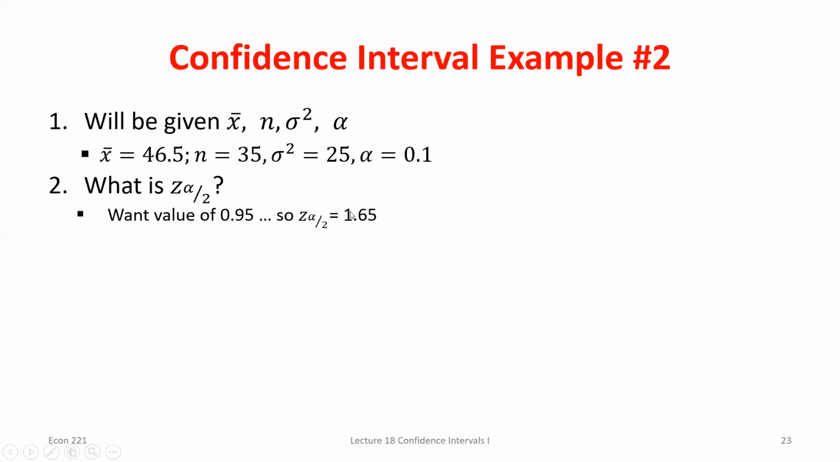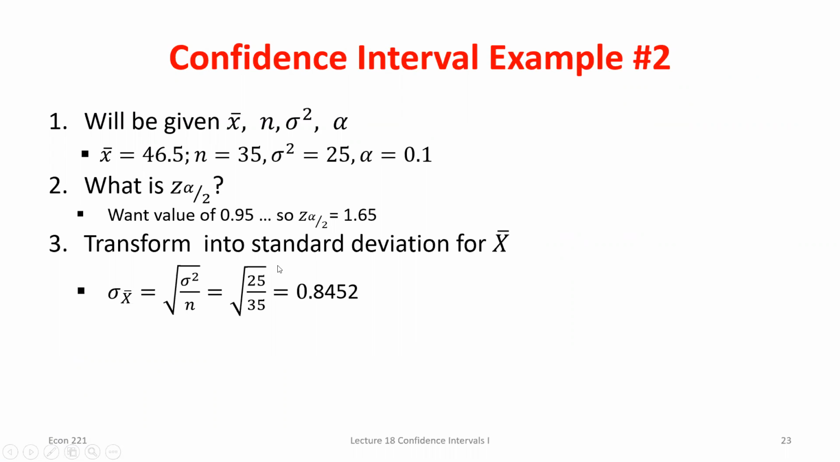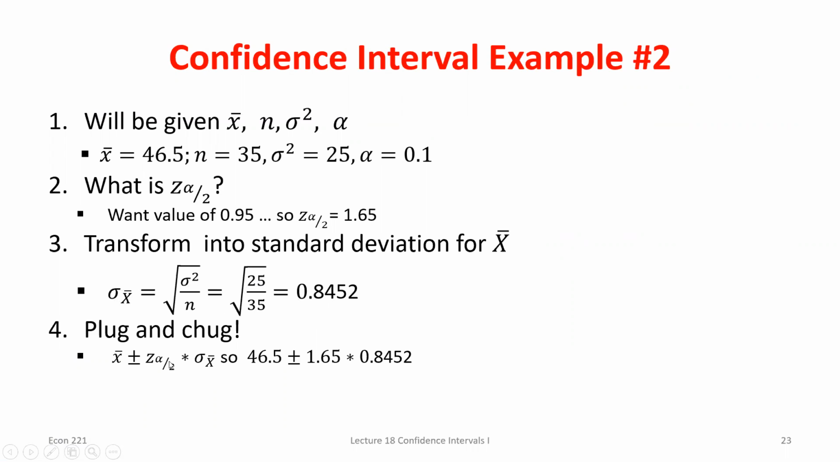Once I have that, I just calculate that intermediate value, which is the standard deviation of my sample means. I had that population variance of 25, sample size of 35. Now it's just a matter of plugging everything into that confidence interval equation. Here's my z-score. Here's that standard deviation of my sample mean that I calculated. Here's my sample mean. If I do that, I get a confidence interval at the 90% level, that the true population mean for these 45-pound weight plates is somewhere between 45.1 and 47.9.